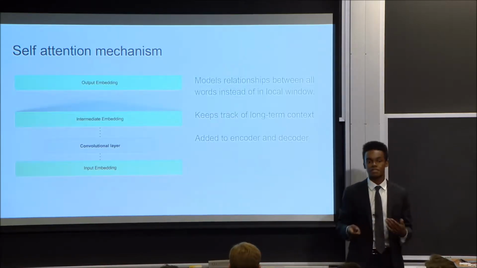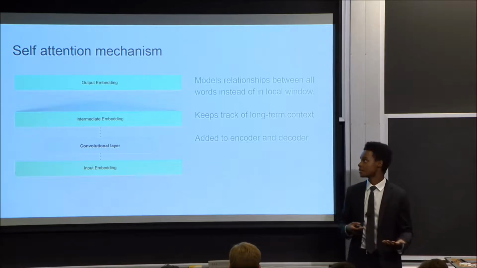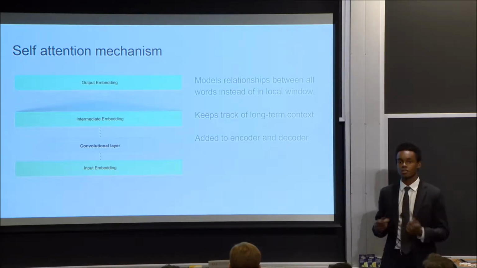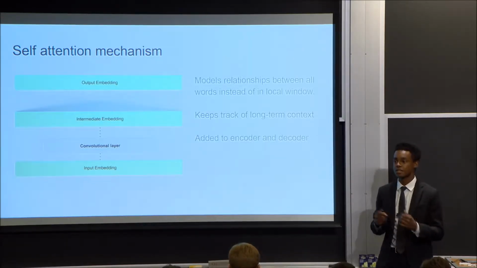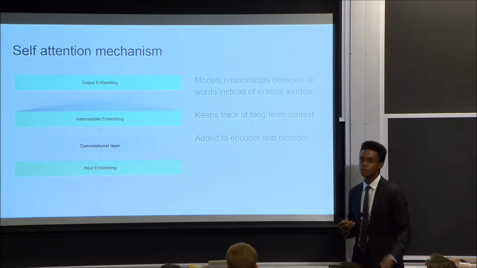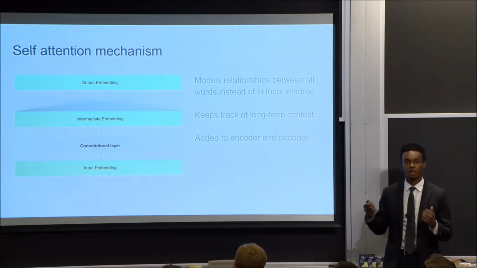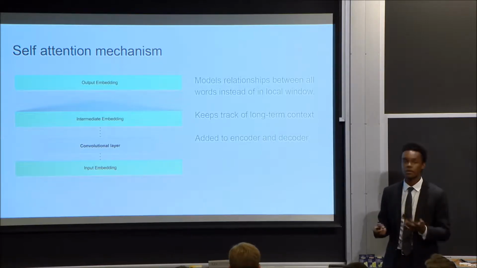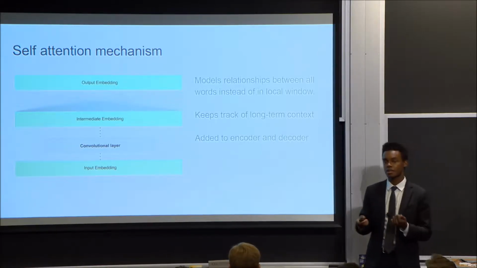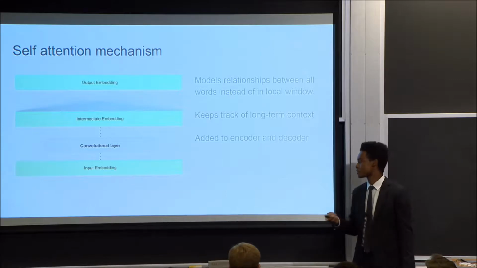We also investigate the usage of what is called a self-attention mechanism. This works by modeling relationships between every single pair of words instead of just within a local window. There are two main advantages to this. First, it allows the model to embed long-range context into its generations, and it also allows the model to understand linguistic and grammatical or conceptual relationships between words.